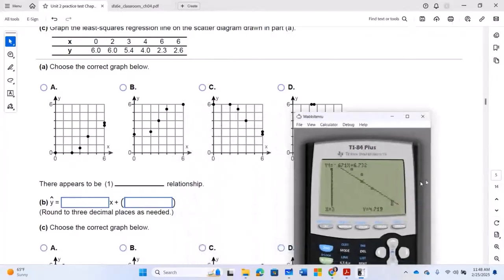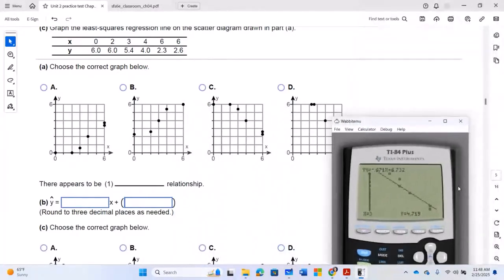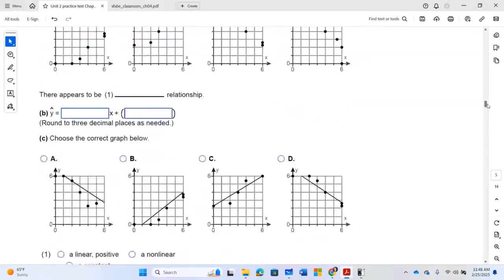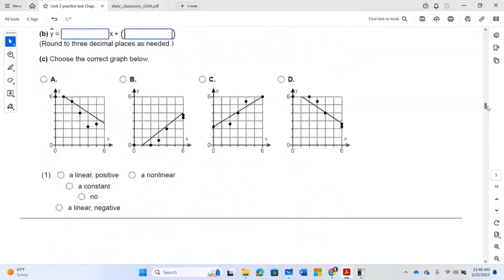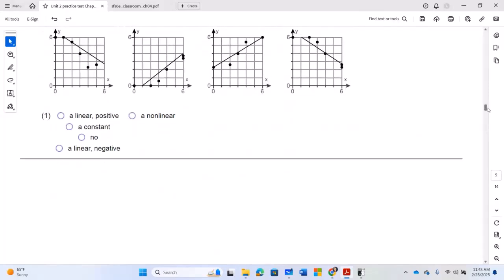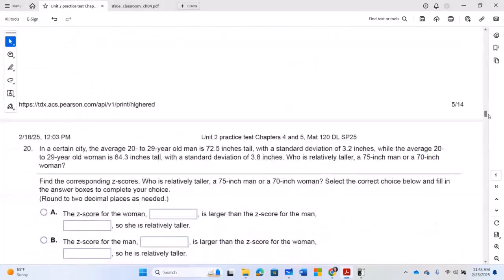It actually looks more like C. Then you write that equation here. We already have the equation. You write it there, and that's called the predicted equation. Okay, so it is a linear negative relationship.